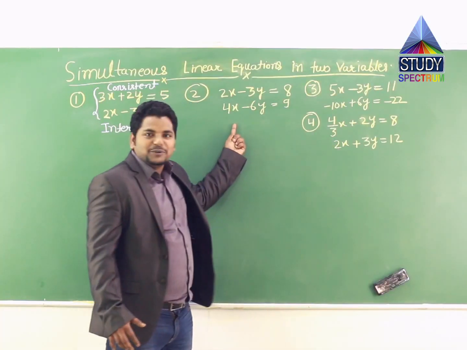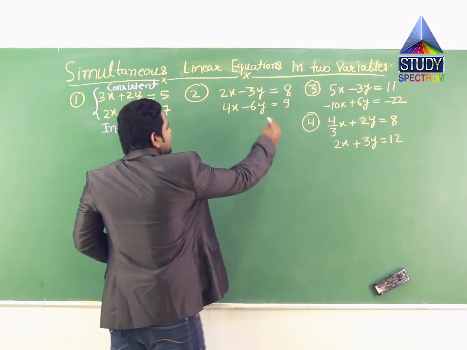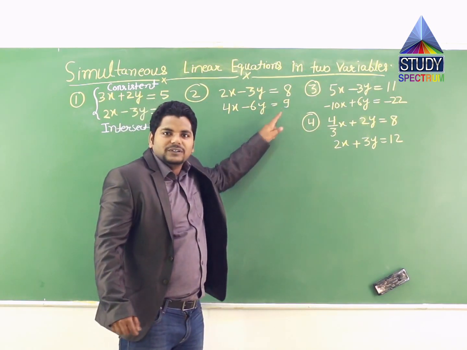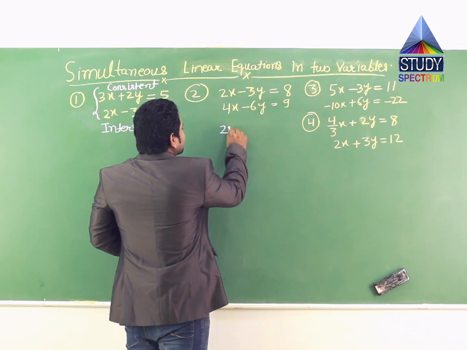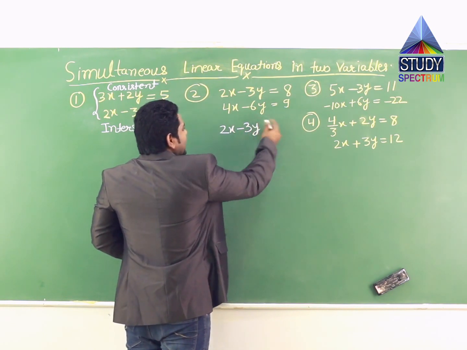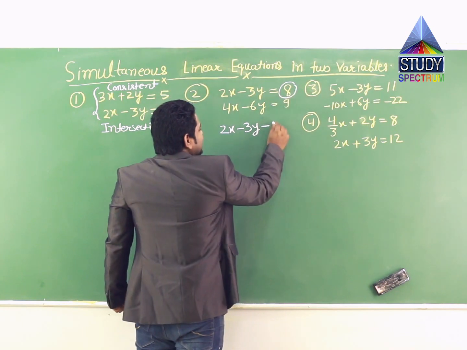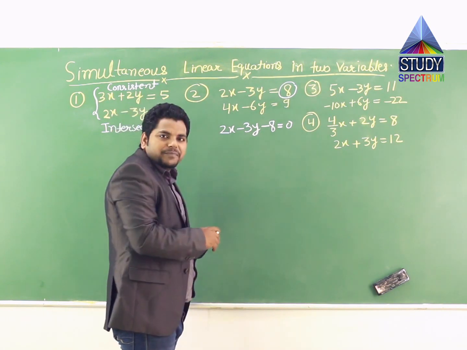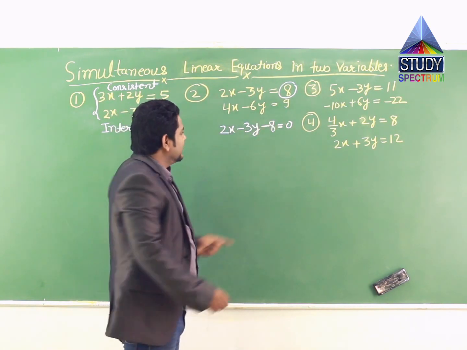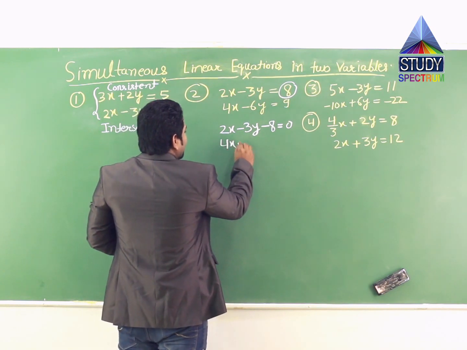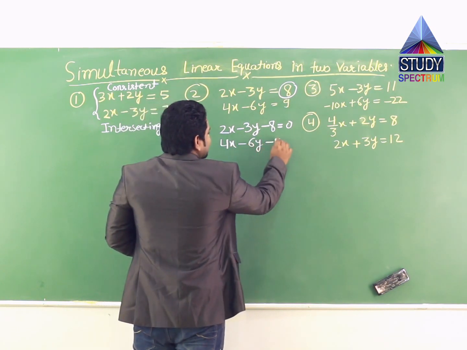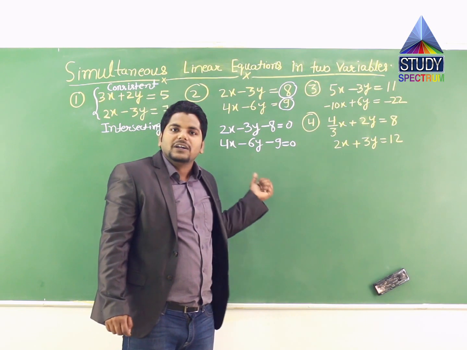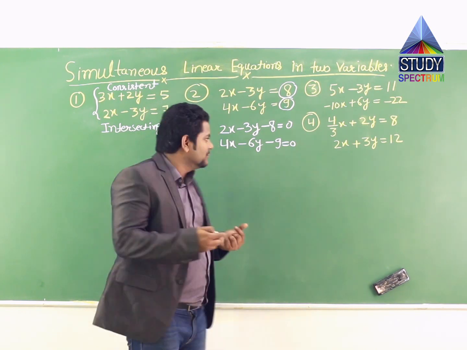Now we'll come to question number 2. For question number 2, first of all we'll make the right hand side 0. So it will be 2x minus 3y. It is 8, so on the left hand side it becomes minus 8 equal to 0. This is question number 2 we are talking about. Now the second line is 4x minus 6y minus 9 equal to 0. In this also we have made the right hand side 0. Now go for A1, A2, B1, B2 and C1, C2.